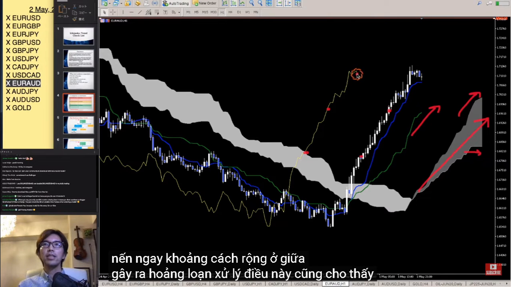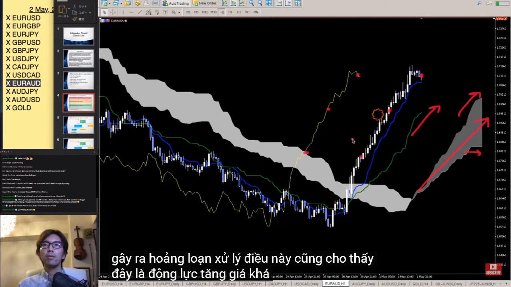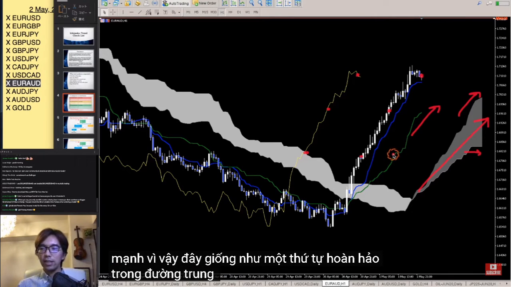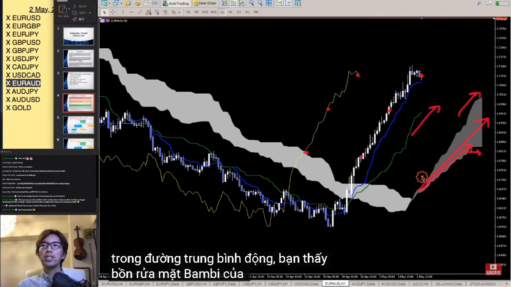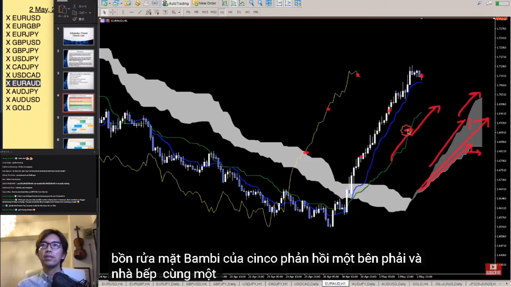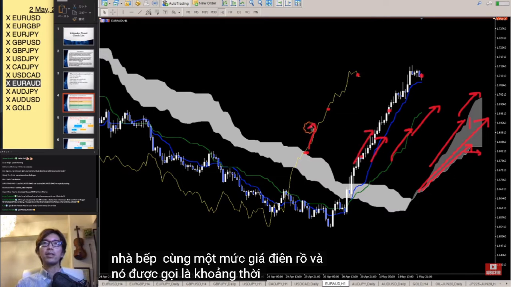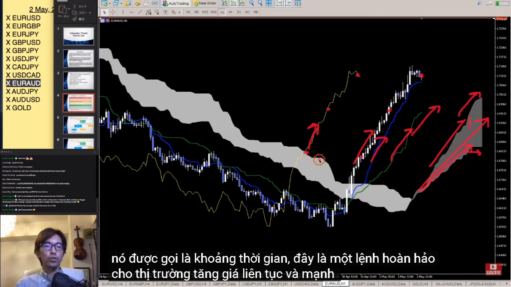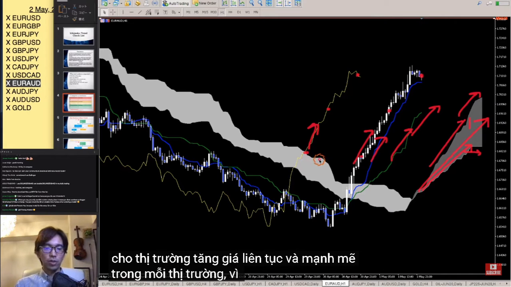This also shows quite strong bullish momentum. This is like the perfect order in moving averages, right? You see Senkou Span B, Senkou Span A, and the Kijun-sen, Tenkan-sen, price, and the Chikou Span. This is a perfect order for a continuous and strong bullish market in Ichimoku.